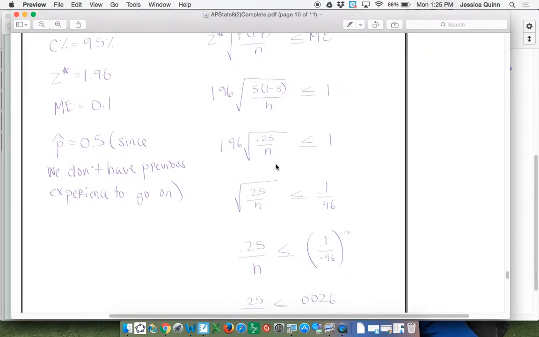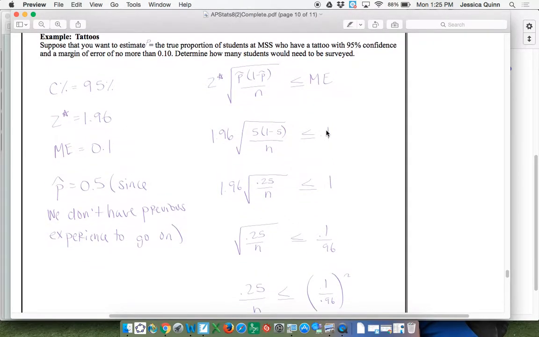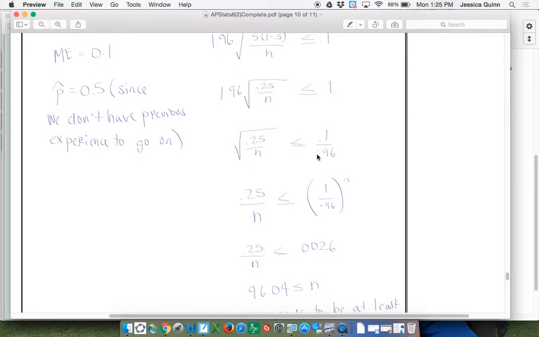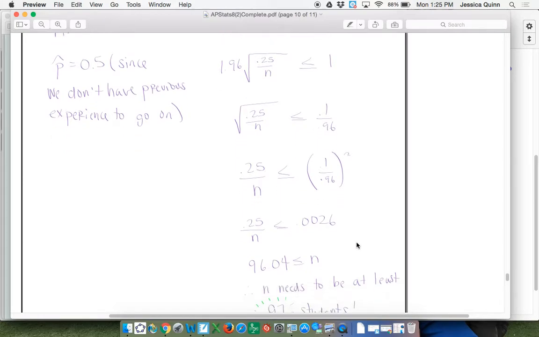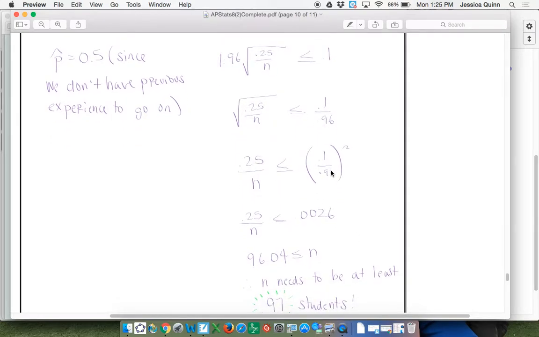And so then if you divide both sides by 1.96, I don't have my calculator handy, 0.1 divided by 1.96. I'm going to have to check that math. I'm sorry. But you solve this inequality algebraically, and then you get n for your sample size should be greater than or equal to 96.04.